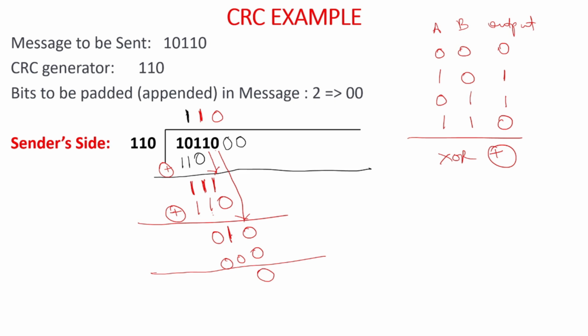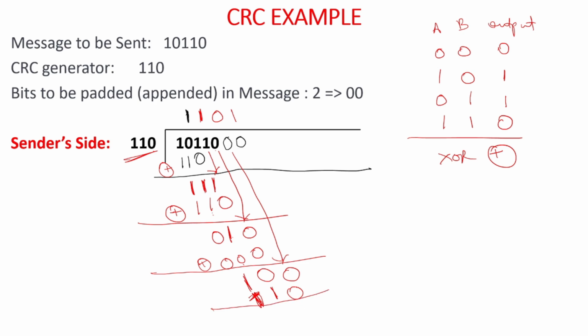When both the inputs are same, output is 0. Now here inputs are not same. Here it is 1 and here it is 0. So output will be 1. When inputs are not same, output is 1. So again ignore the last whatever is there and take the next bit from here like this. So 1 0 0. Now first bit is 1. So you have to take the CRC generator as it is. So 1 1 0. So what will remain? Same.